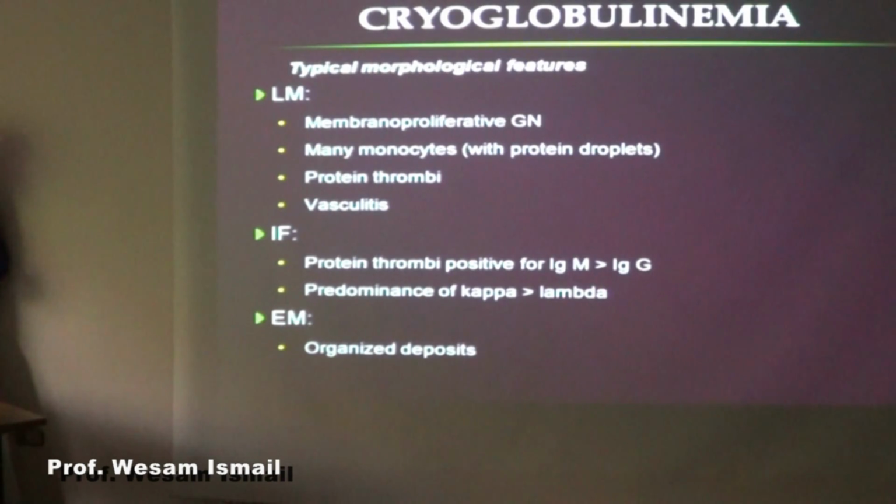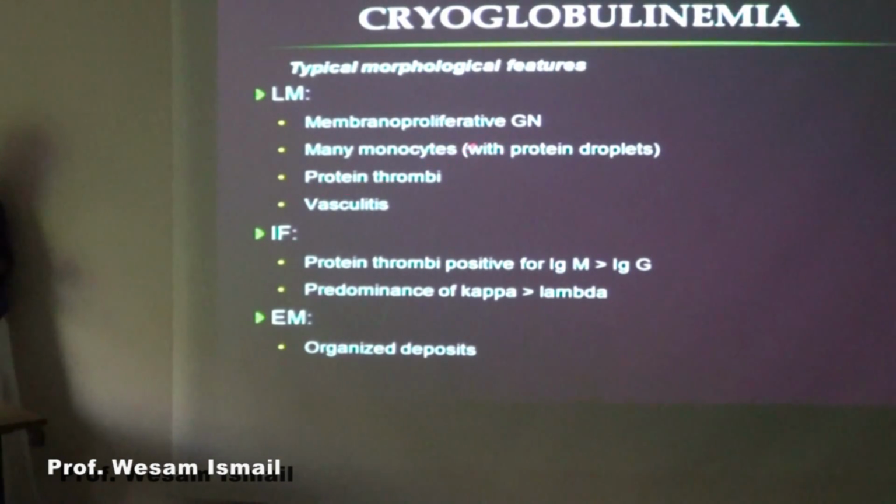What are the typical morphological features of cryoglobulinemia? Cryoglobulinemia by light microscopy will give you a membranoproliferative glomerulonephritis. You have many monocytes with protein droplets in them. You get these hyaline or protein thrombi. They are not fibrin like in TMA, and you can get vasculitis. You can get inflammation in the blood vessels.